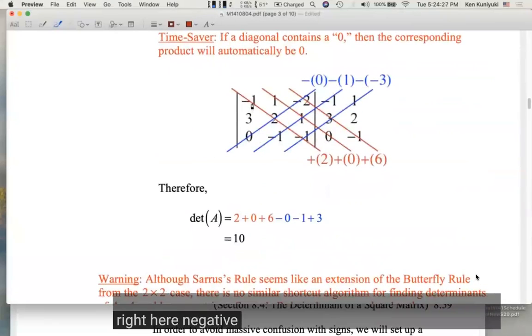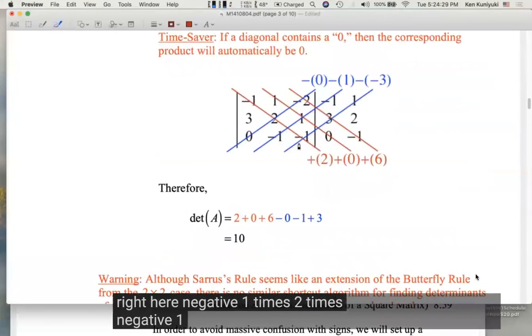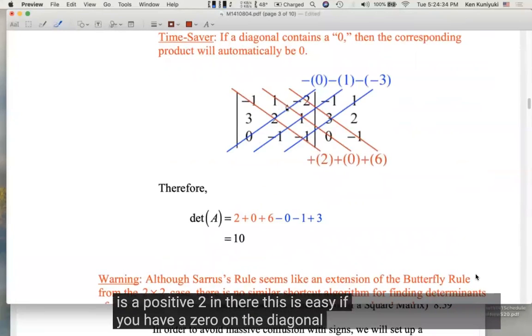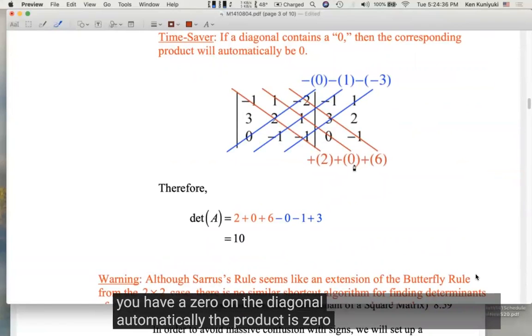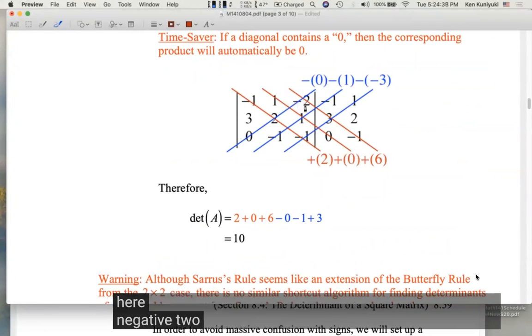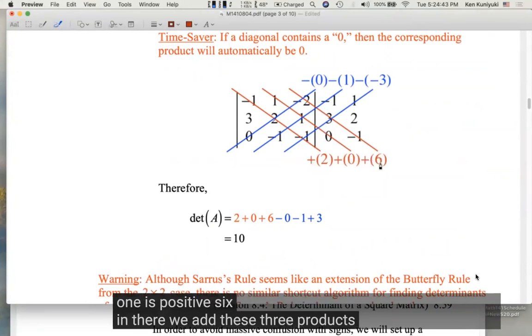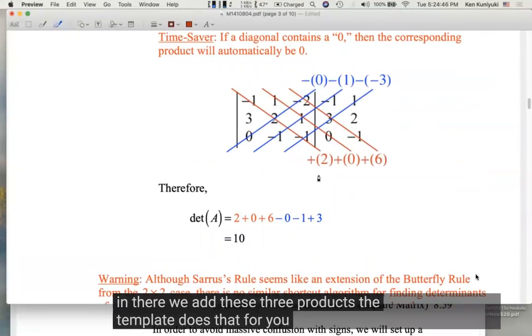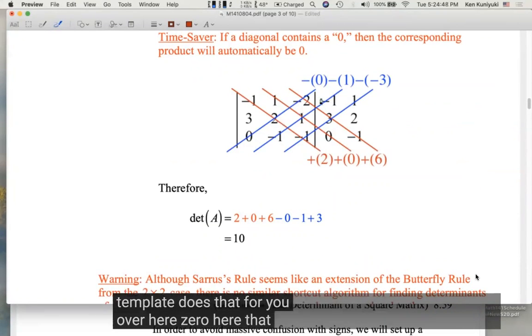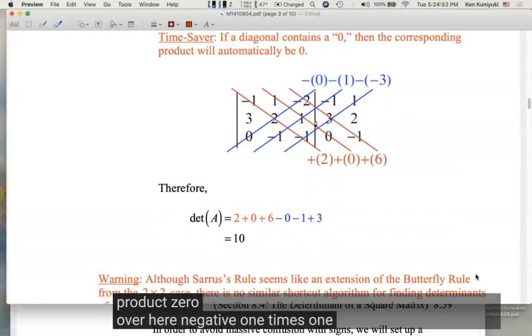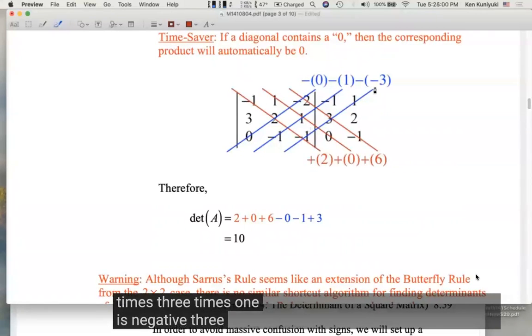Right here, -1 times 2 times -1 is a positive 2 in there. This is easy. If you have a 0 on the diagonal, automatically the product is 0. Over here, -2 times 3 times -1 is positive 6 in there. We add these 3 products. The template does that for you. Over here, 0 here, that means the product is 0. Over here, -1 times 1 times -1 is positive 1. Over here, -1 times 3 times 1 is -3.